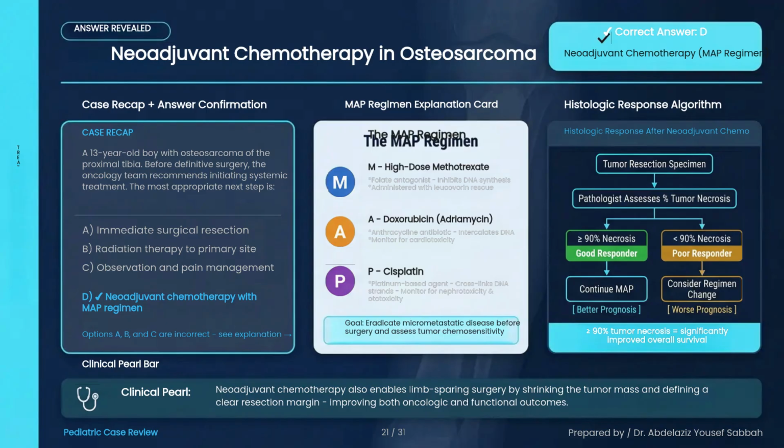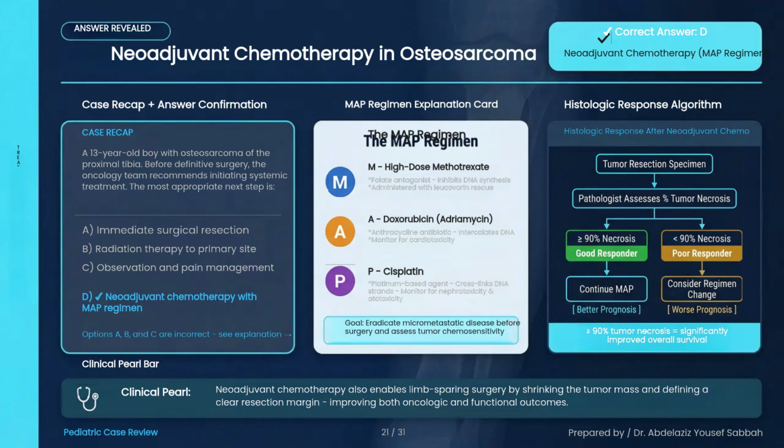The correct answer is Option D. Neoadjuvant chemotherapy before surgical resection using the MAP regimen. In severe osteosarcoma, acute joint bleeds require immediate restoration of factor VIII activity. The MAP regimen consists of 3 agents.